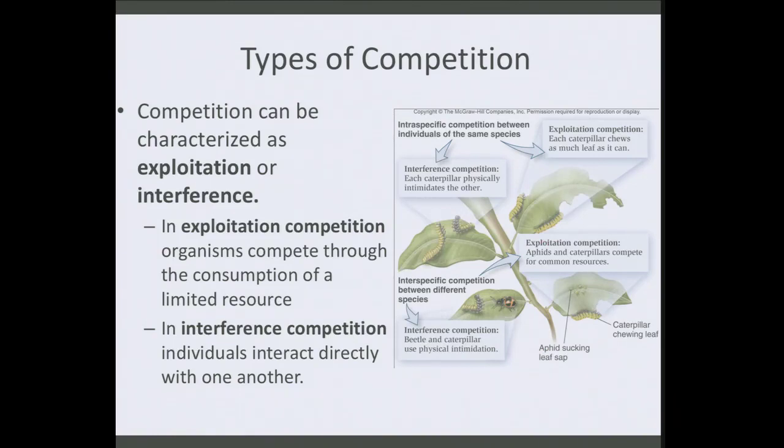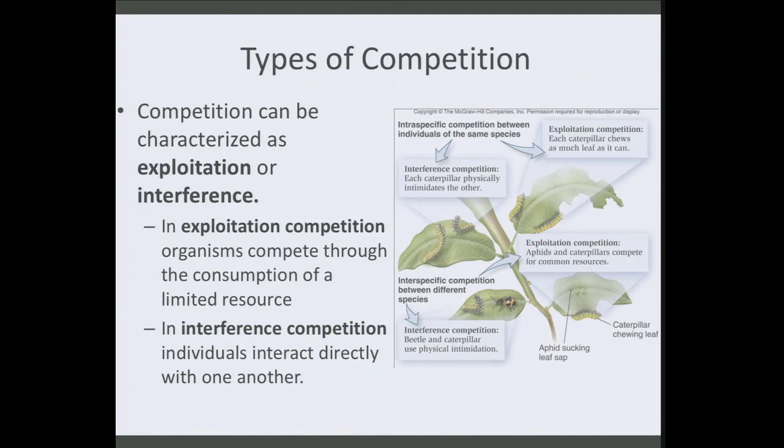Interference competition, on the other hand, is much more direct. It's where they are physically interacting with each other, maybe fighting, getting in each other's way, in order to, again, gain access to that resource, but they are physically interacting, and that's a more obvious form of competition.